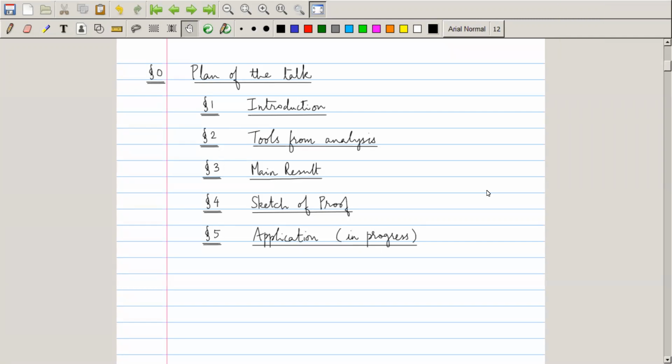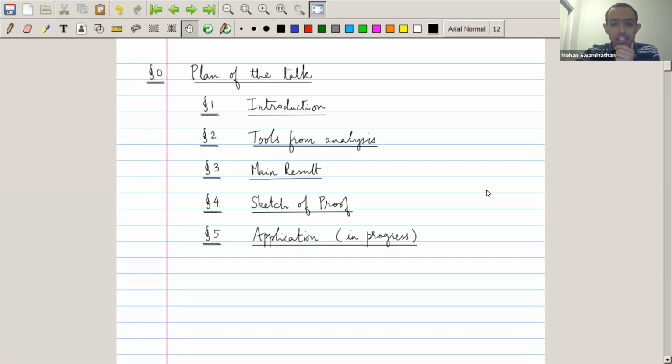Then section 3 contains the main result statement, and before that there is some setup and notation required to state the main result. Section 4 is a sketch of the proof. The proof is somewhat long, so I will focus on one particular step, which is quite easy to explain, and the rest I will try to illustrate more or less through some suggestive pictures.